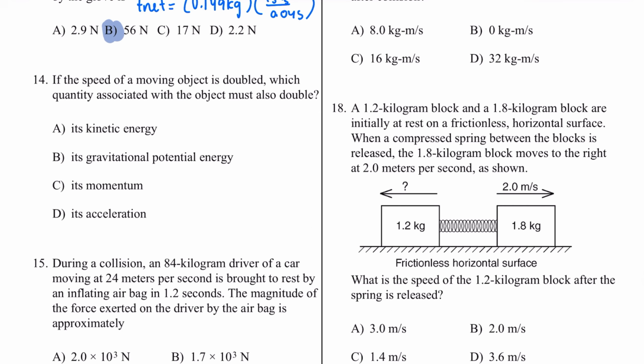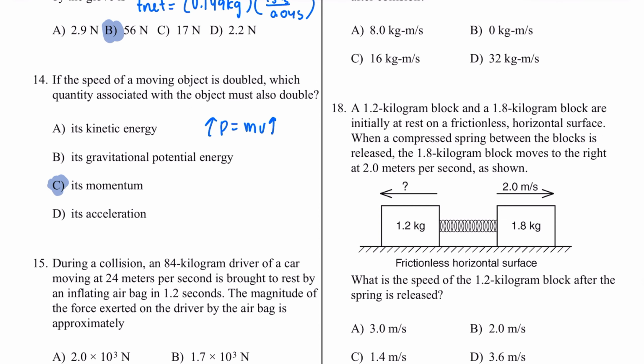14. If the speed of a moving object is doubled, which quantity associated with the object must also double? So obviously this entire unit is about momentum, so the obvious choice is momentum. But let me explain why it's right. So when you increase either mass or velocity, momentum has to increase proportionally because there is a direct relationship in the equation. Also, let's pretend that the mass of the object is 2 kilograms.